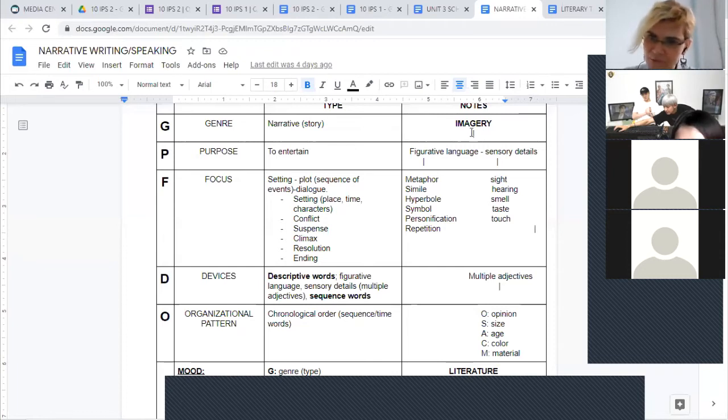And for that, as I said, we use figurative language and sensory details. We also use those descriptive devices. So in literature, you have to use descriptive devices, such as figurative language and sensory details. And sequence words, because a story is written with steps, right? Chronological. First this happened, then that happens, then that happens. That is important. So the organization that you use in a story is called chronological order. Yeah? And for that, we use sequence and time words like first, then, after that, following, finally.